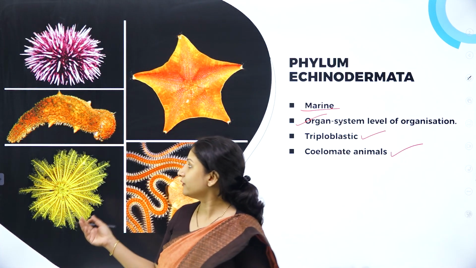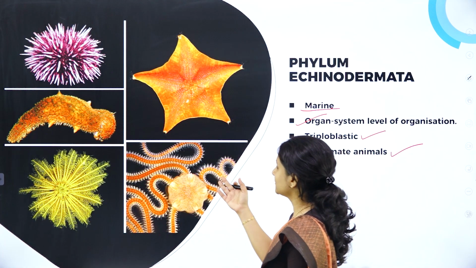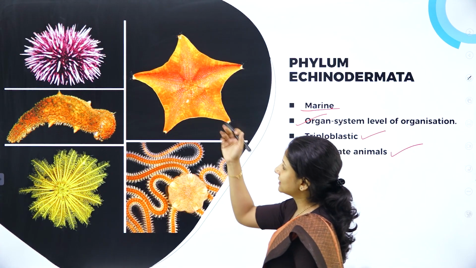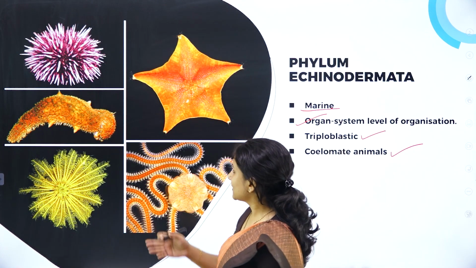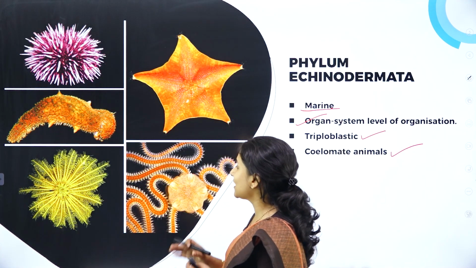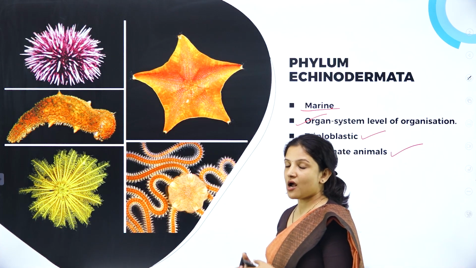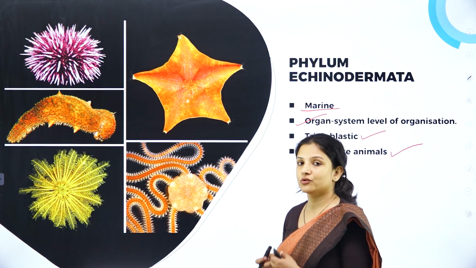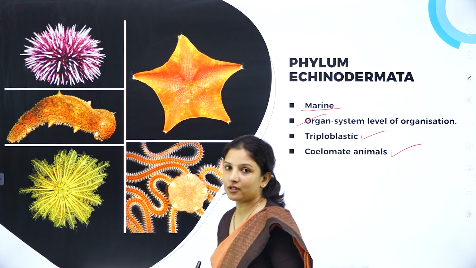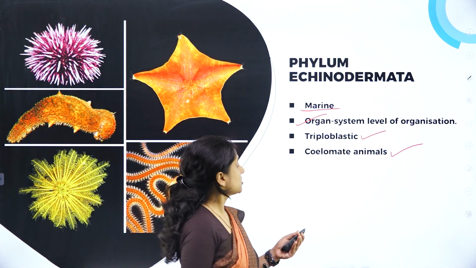So these are some of the echinoderms. So there is brittle star, there is a starfish, sea urchin. So all these, if you can see, all these organisms have spines on their body which are hard and calcareous. So therefore, they are called as echinoderma or spiny bodied.